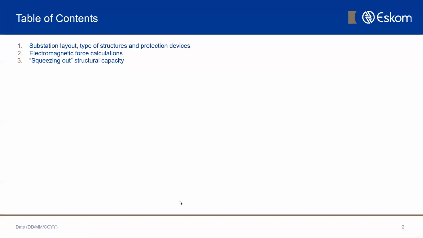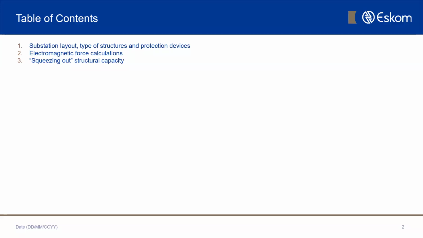So in this presentation, we will be discussing three basic concepts. The first one is the substation layout, the types of structures, and the protection devices that are in the substation, which then leads to the discussion of electromagnetic force calculations. And Azhar will then take you through that, as well as squeezing out more structural capacity.